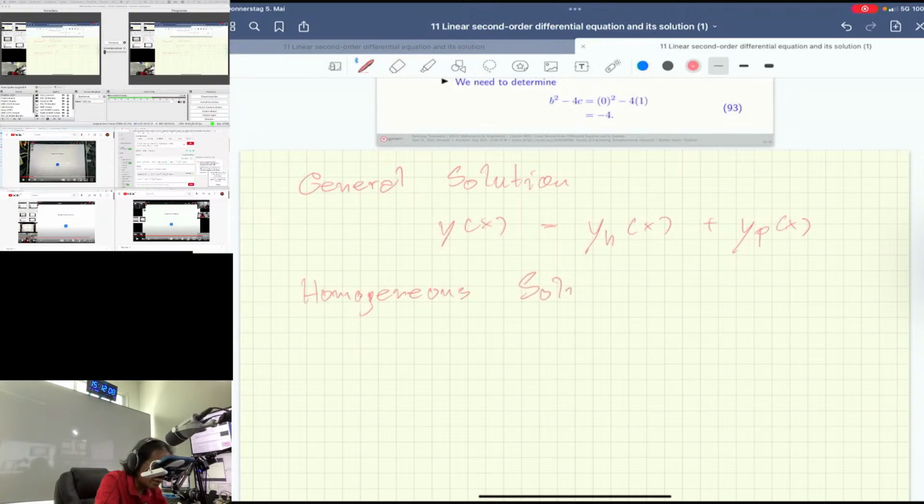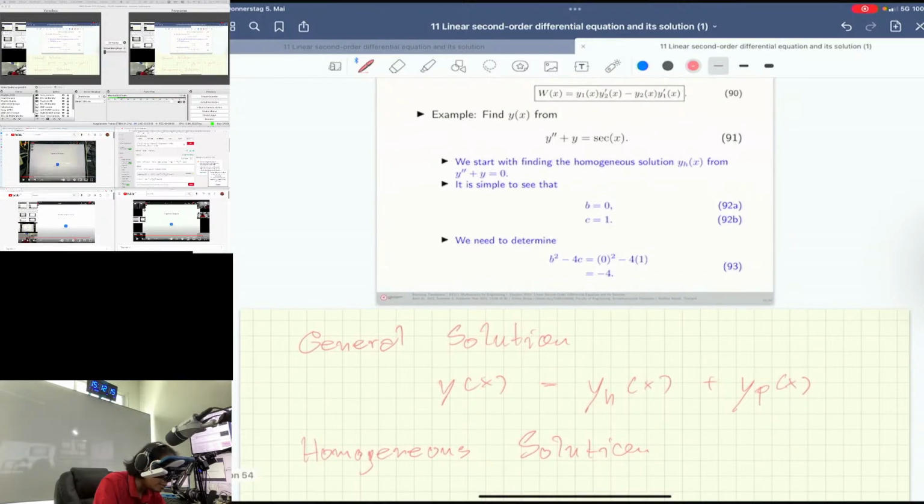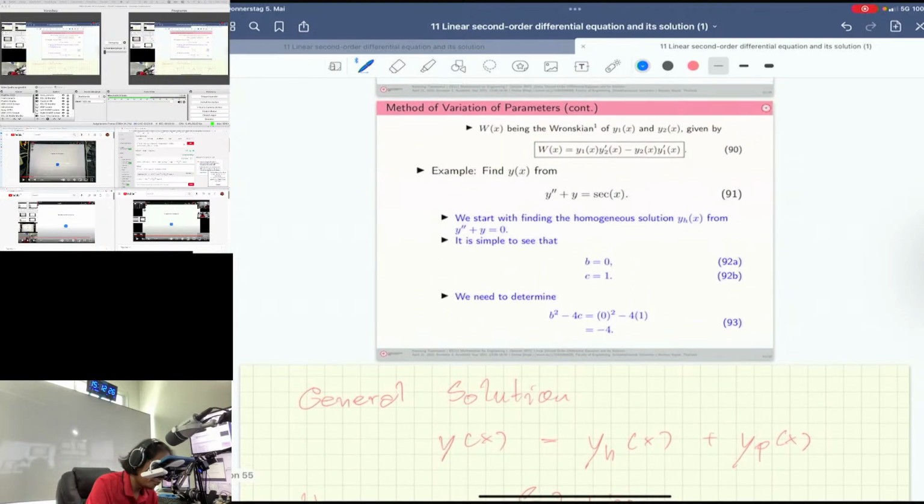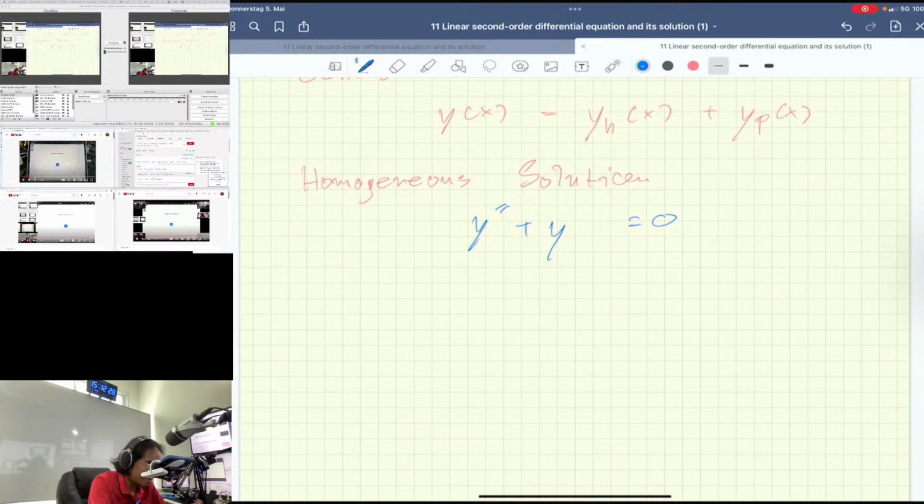Homogeneous solution first. Okay, homogeneous solution means we're going to find the homogeneous equation, which is y'' + y = 0, right? And here you can see that it's actually y'' + 0y' + y = 0, right?